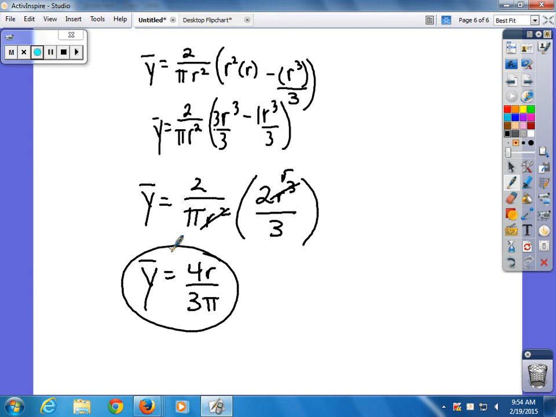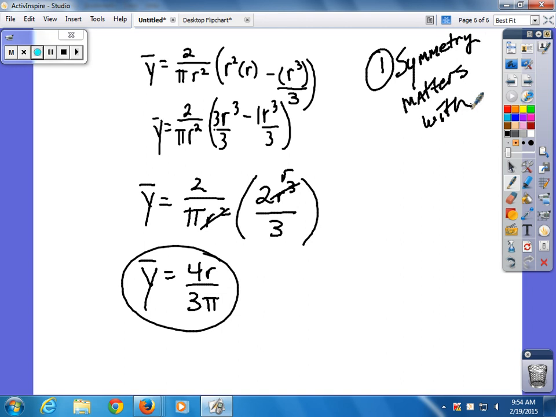So, first of all, remember that symmetry matters with center of mass. Okay? To get x bar and y bar. You don't have to worry too much about m, because m is going to be what? Masses added together, so that's not a problem.